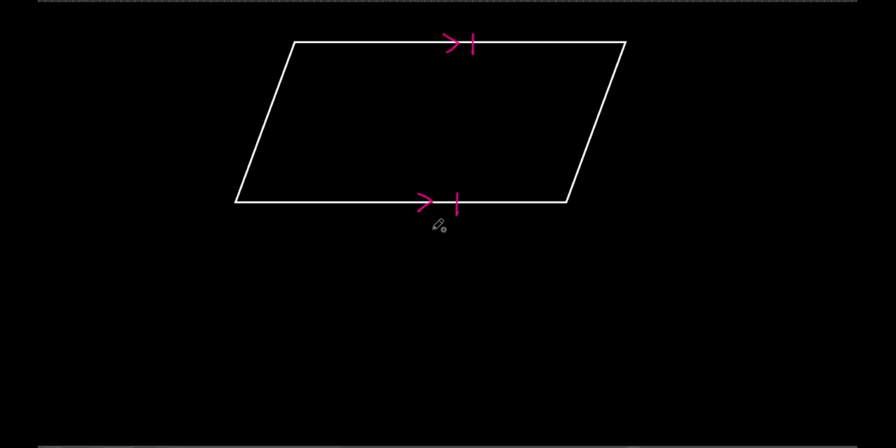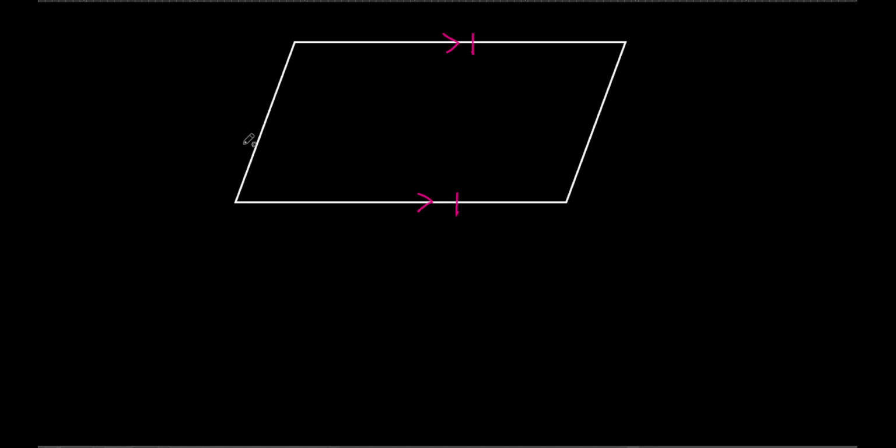So if this side and this side are both parallel to each other, and I don't know anything about the other two opposite sides, I know nothing about the other two opposite sides. I just know something about these two opposite sides, but I know two things. I know they're parallel, and I know they're equal to each other. That's enough to say that whole thing is a parallelogram. Everybody with me on that?